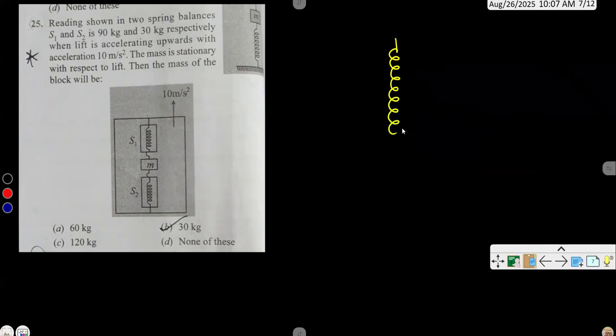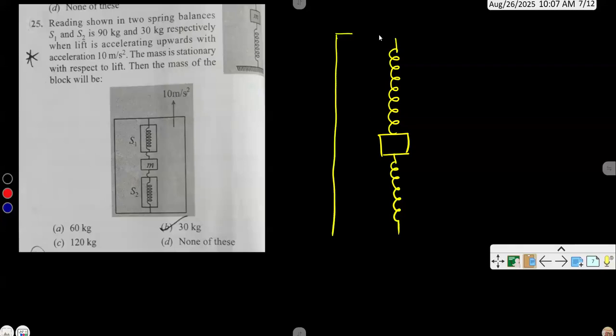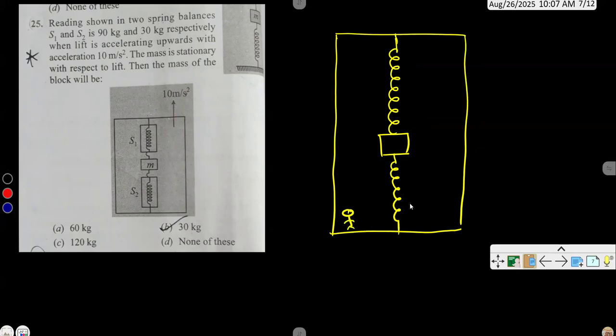So, the first spring is like this. The second spring is like this. We can do it in two cases: either the observer is present inside the lift or the observer is present outside the lift. Both ways, it is going to be the same. Let us do it with the observer present inside the lift. Let us draw the FBD first.